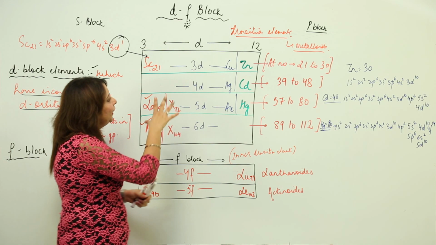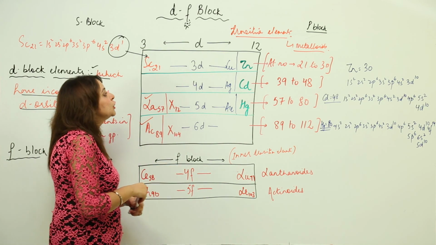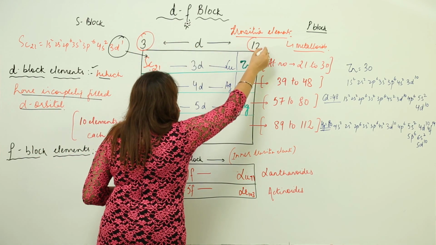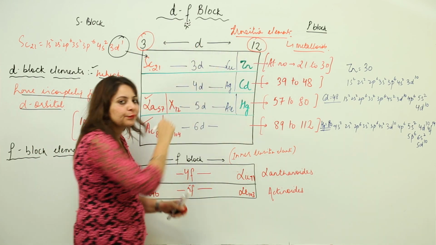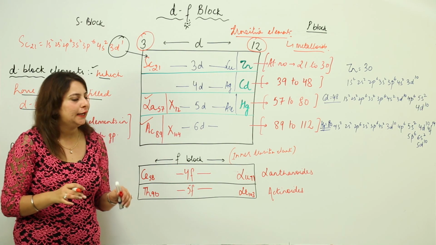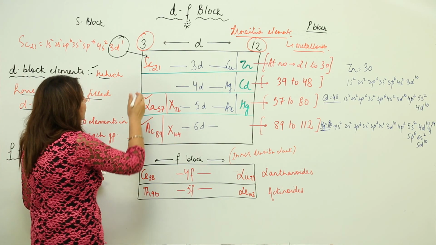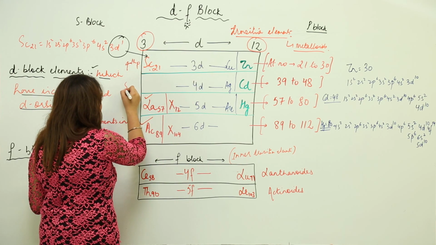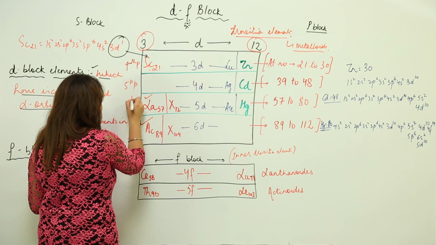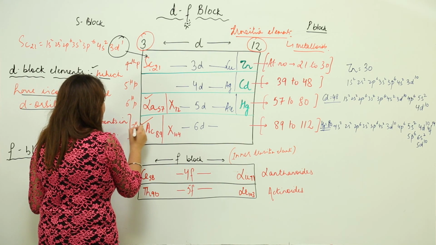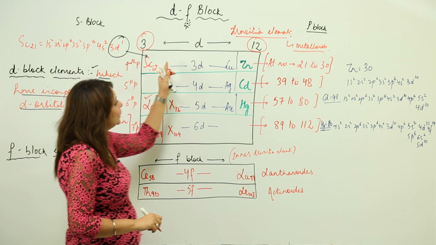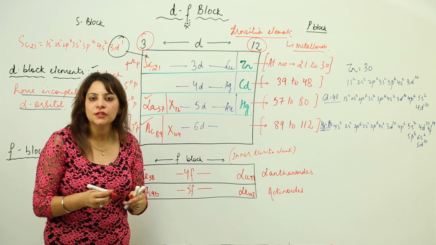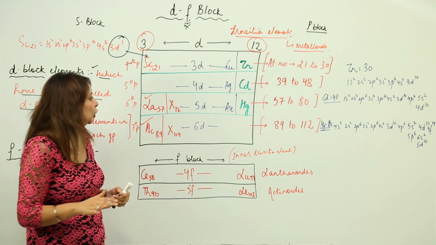So how many periods actually consist of d block elements? It starts from the third group and extends up to the 12th group. That means these are the 10 rows. The 10 rows are of transition elements. And how many periods? It starts from the 4th period. So the 4th period is of transition elements, 5th period, 6th period and 7th period. So from group 3 to group 12, starting from the 4th period to the 7th period, all are transition elements, that is, they are metals, right.